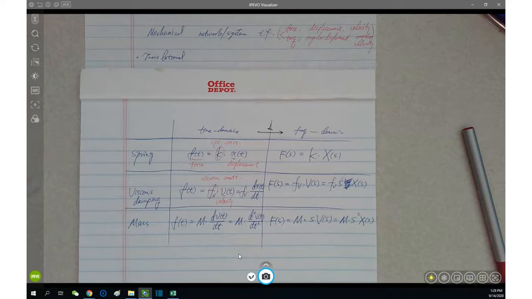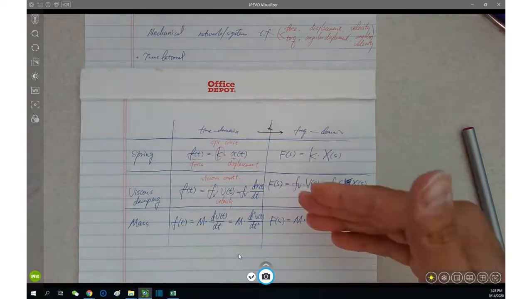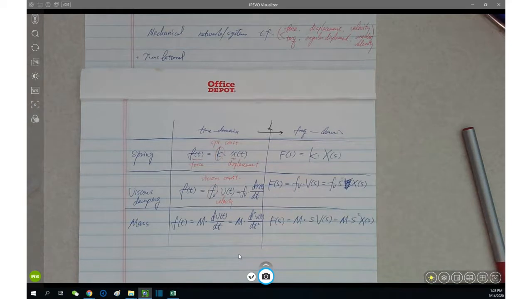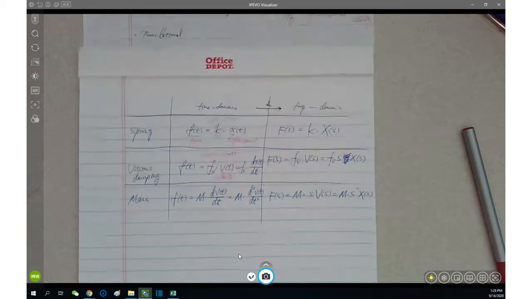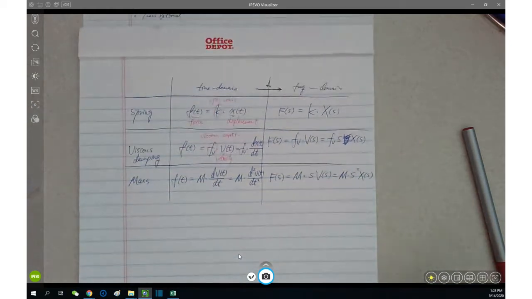So in the translational system, if you're seeing a spring, viscous damping, or mass, and then given a certain force, what is the result? It's displacement or velocity. You can find it based on these basic principles. This is the translational.